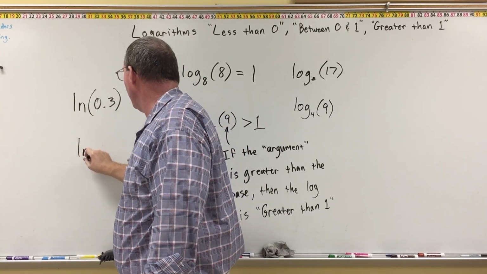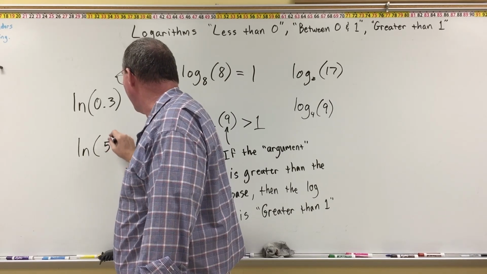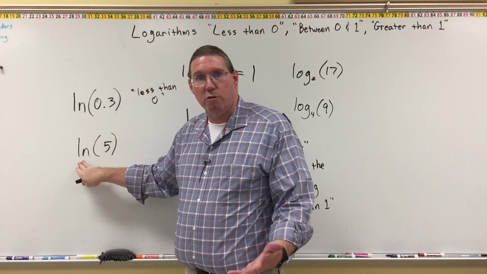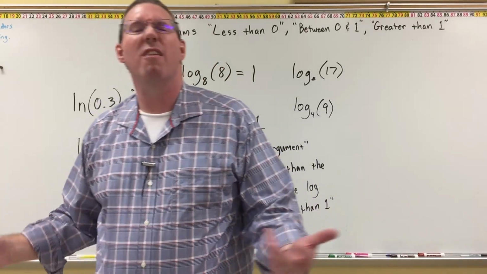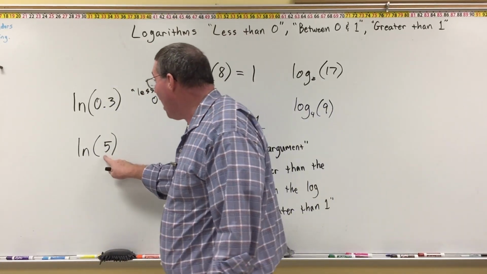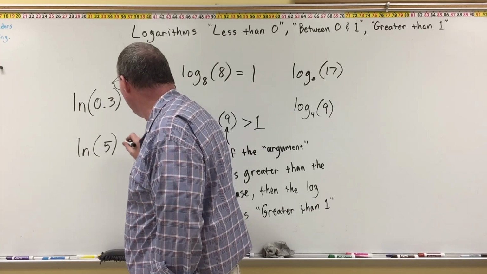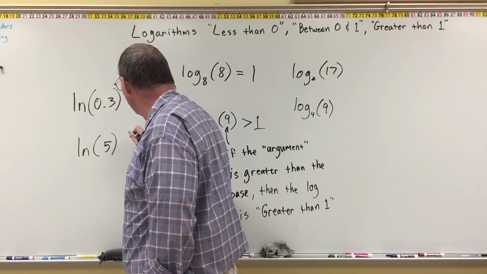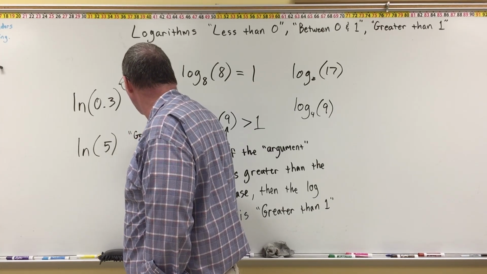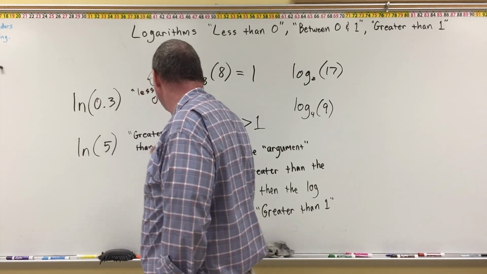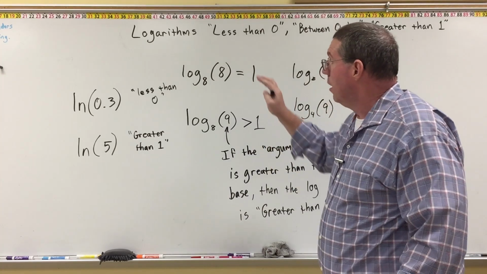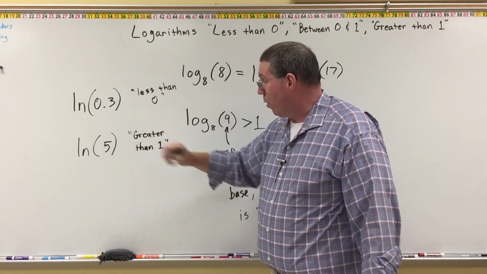But what if I said, what about the natural log of 5? Well, what is the base of the natural logarithm? It's e, which is approximately 2.71, let's say 2.72. Well, 5 is larger than 2.72, and so for this one, we would select greater than 1. And so that's how we select either less than 0 or greater than 1.